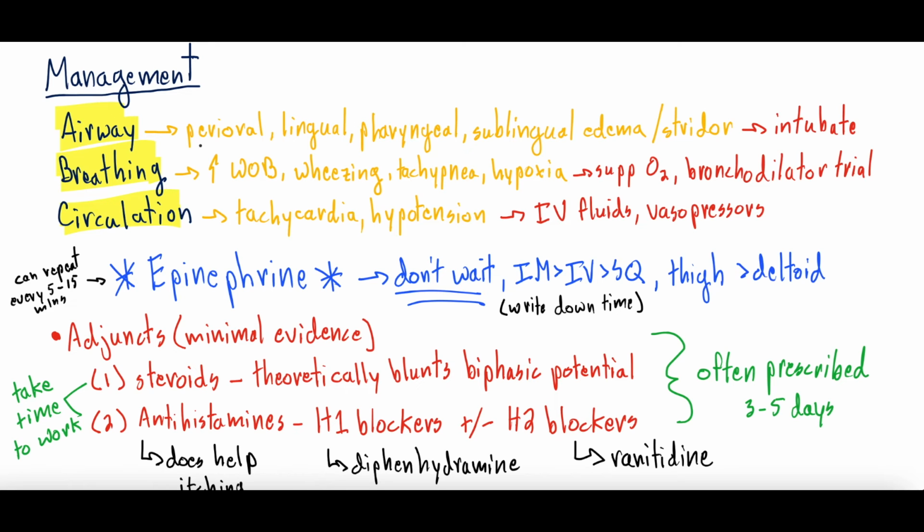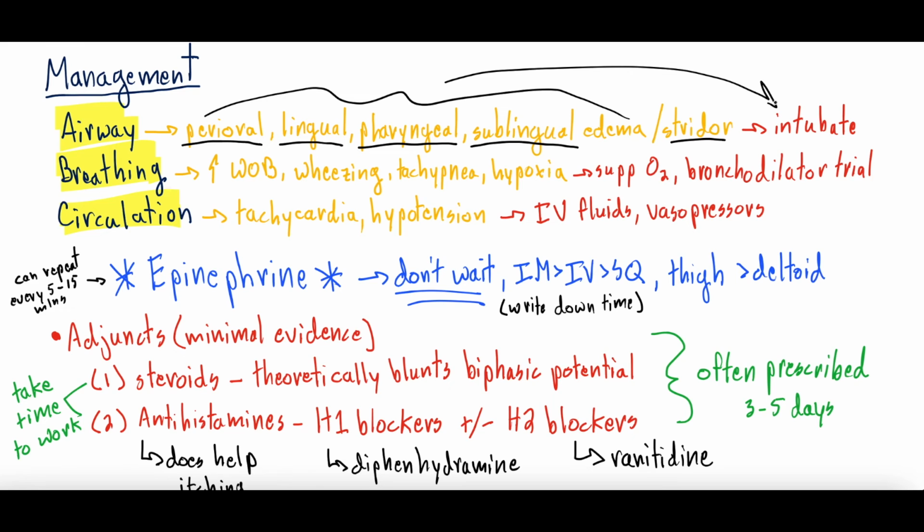So when you're evaluating their airway, look around their mouth, so look at their lips, look lingually at their tongue, look in the back of their throat at their pharynx, and also look under their tongue. Sometimes you can see this isolated sublingual edema. And then listen to their throat to make sure they don't have stridor. If there are these things, you have to have a low threshold to intubate them, put in a breathing tube, because that swelling could get worse.